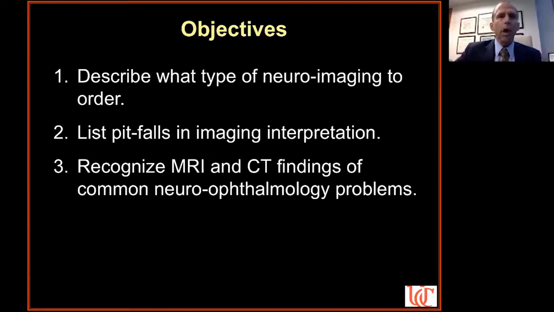So my objectives are, when we're done, you will be able to describe what type of neuroimaging to order. You'll be able to list some of the pitfalls. Pitfalls mean some of the difficulties in imaging interpretation. And you'll be able to recognize MRI and CT findings of common neuro-ophthalmology problems.